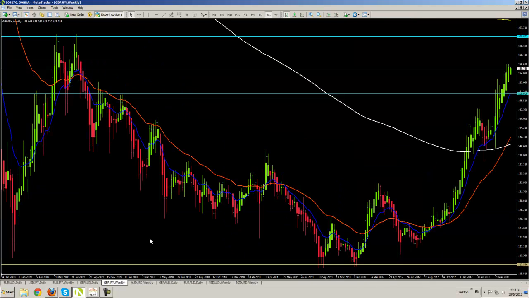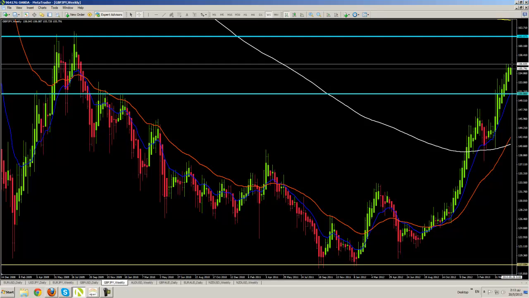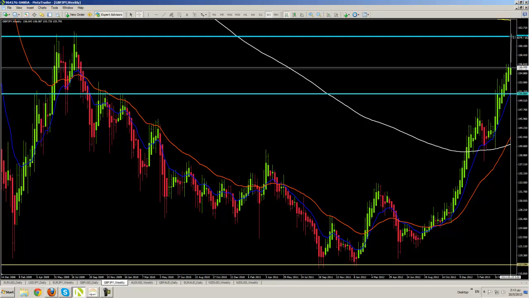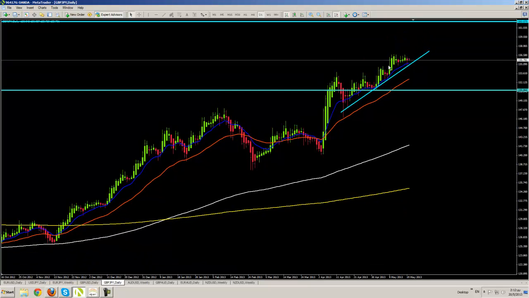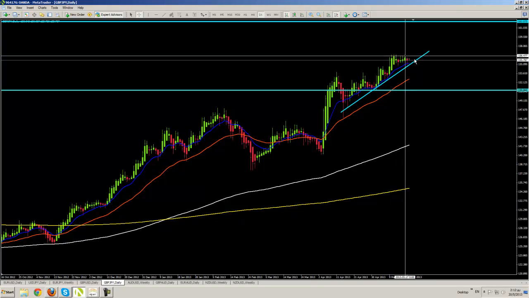GBP JPY, the same scenario. Resistance is still about 600 pips away on the weekly chart. On the daily, the price is ranging a little bit, so not easy to look for new swing longs. Also, you see it's out of steam. We don't have big candles anymore. Expect a clean break soon, so the price should break out of here, or it should go down.